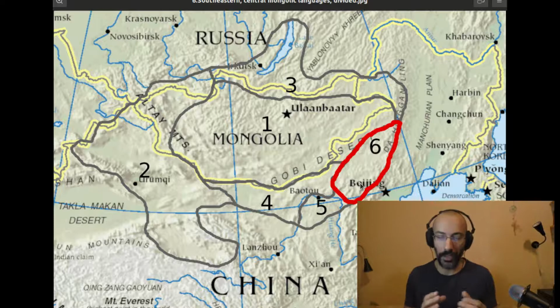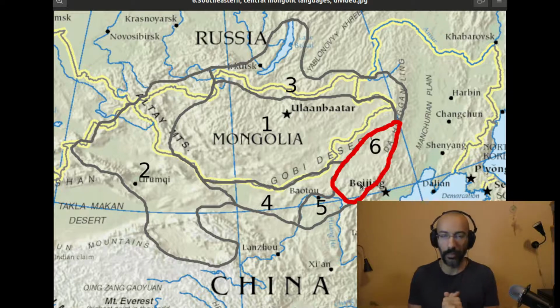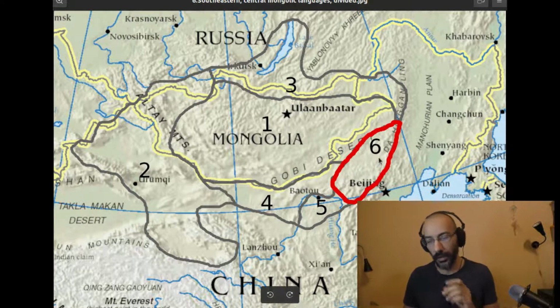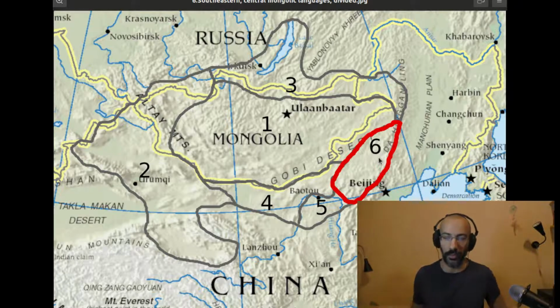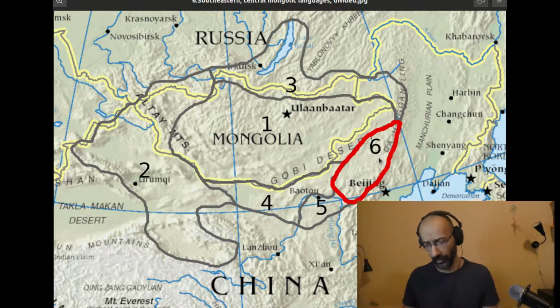Kishiktin and Barin are very close to each other, so they can understand each other almost 100%. But I think also Horchin, Barin, and Kishiktin are quite close together. So this is the reason why I lumped them together. I like to refer to this area as the southwestern area, the southwestern group of dialects or Mongolian varieties.